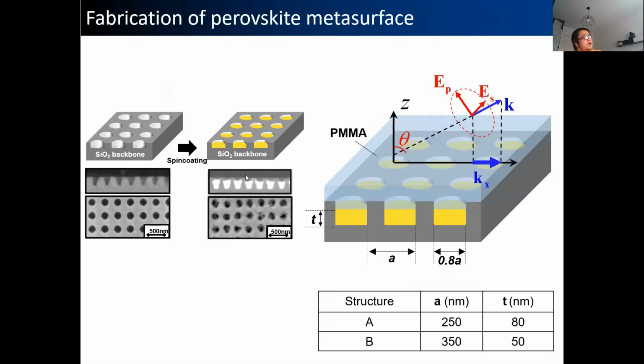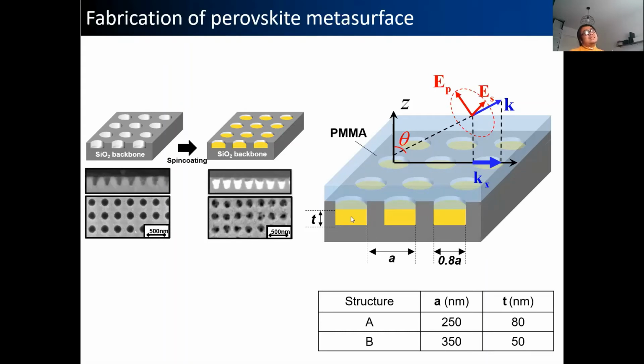So to make the perovskite metasurface, our first approach is to prepare a low refractive index backbone. Here is a silica backbone that we obtain via e-beam lithography and reactive ion etching. And then we just infiltrate perovskite inside. So you can see here that we make small rods of perovskite and encapsulate everything with PMMA.